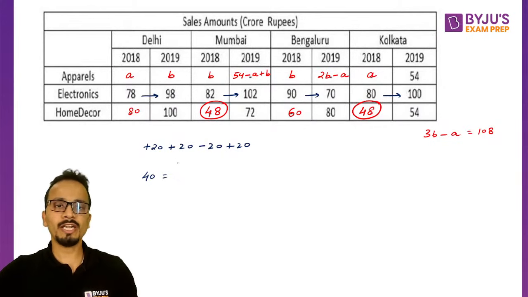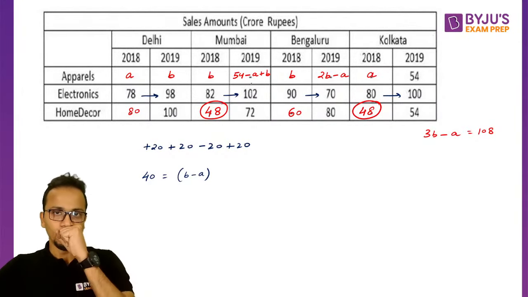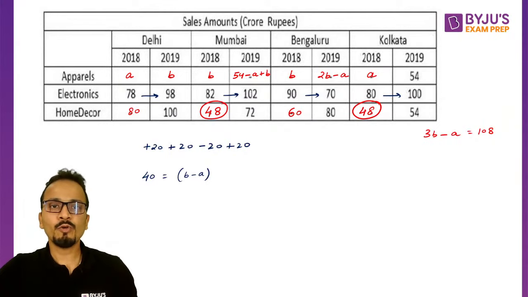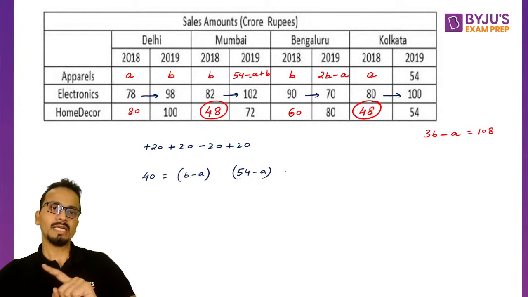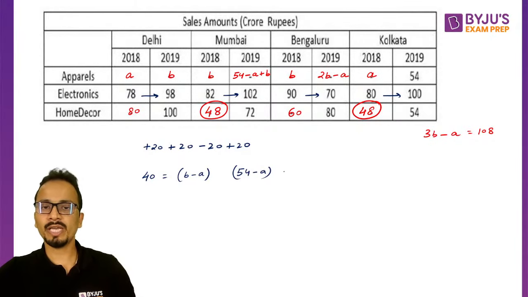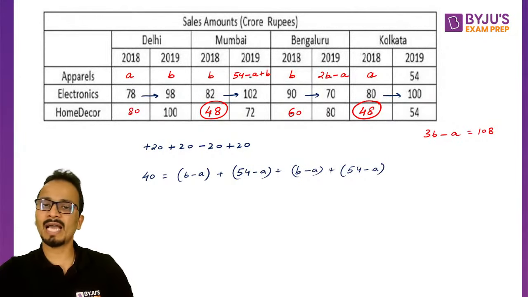So for Delhi the increase is B minus A. For Mumbai the increase is 54 minus A plus B minus B. So I can write it as 54 minus A. For Bengaluru, the same increase as that of Delhi. So it is B minus A. And for Kolkata, the increase is same as that of Mumbai, 54 minus A. Alright, now let's add all of them and we'll make an equation.